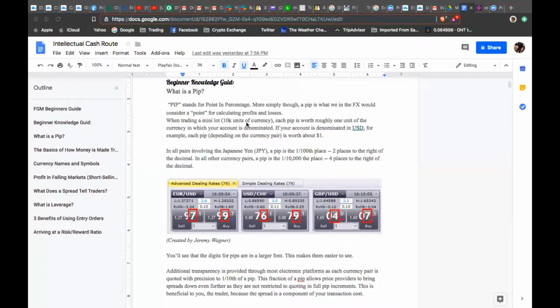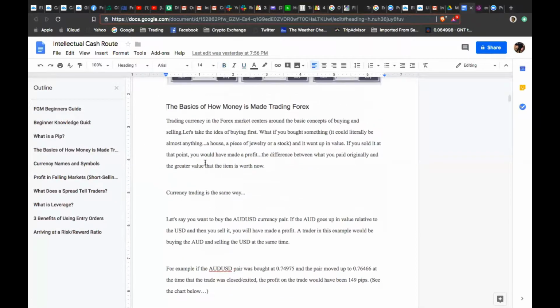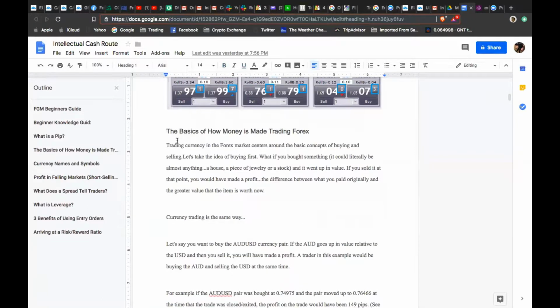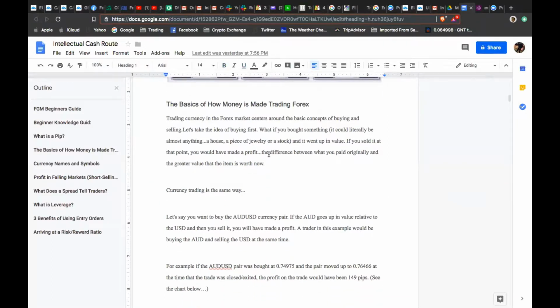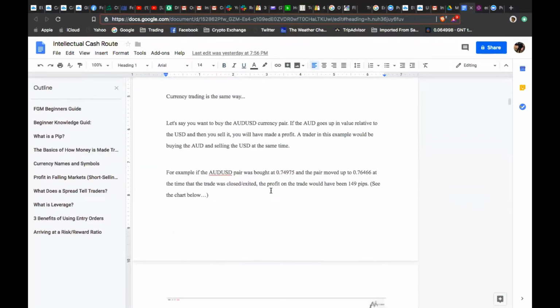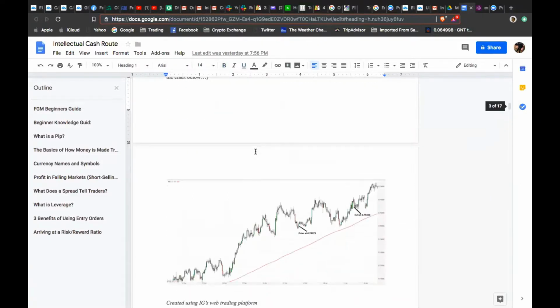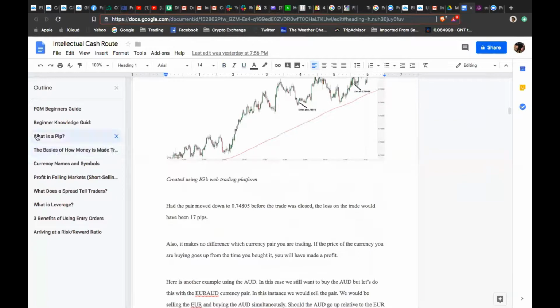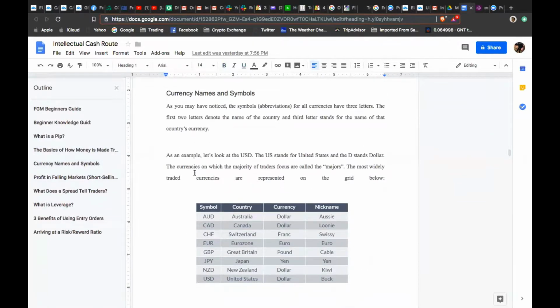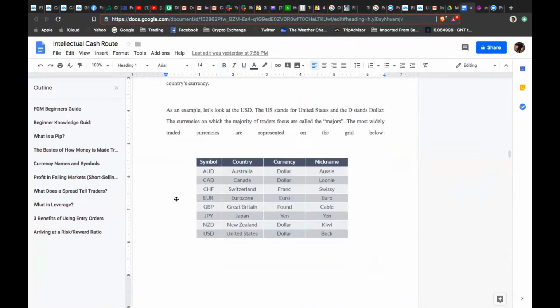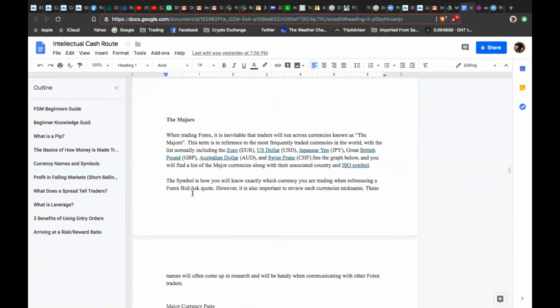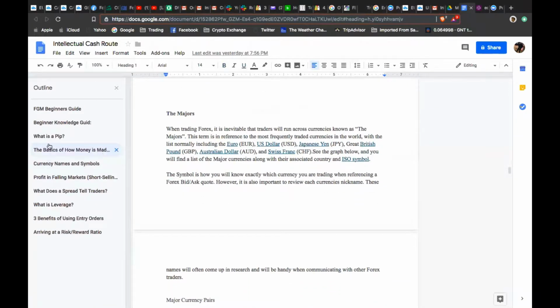I'm gonna send this out so y'all can really read through it and go through it yourself, but I'm gonna just skim through it. This beginner's guide is gonna show you the basics of how money is made in the forex market. Basically what we are actually doing on the market, how the transaction is really happening. I'm gonna go into details like that. Then it's gonna go through some currency pairs and symbols, so you get familiar with some of the currency pairs.